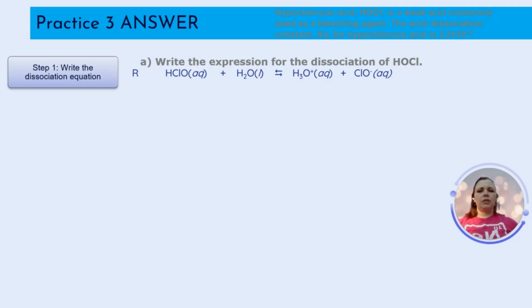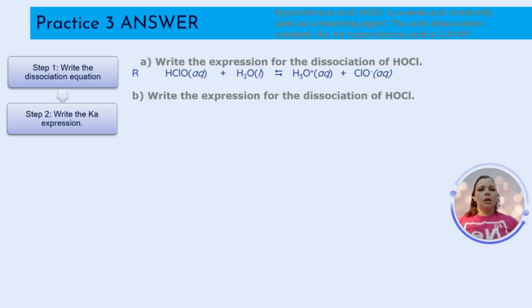So then part B of the question asks us to do step 2, which would be to write the expression for the Ka. So then Ka is equal to the concentration of H3O plus times the concentration of ClO minus, all divided by the concentration of HClO.